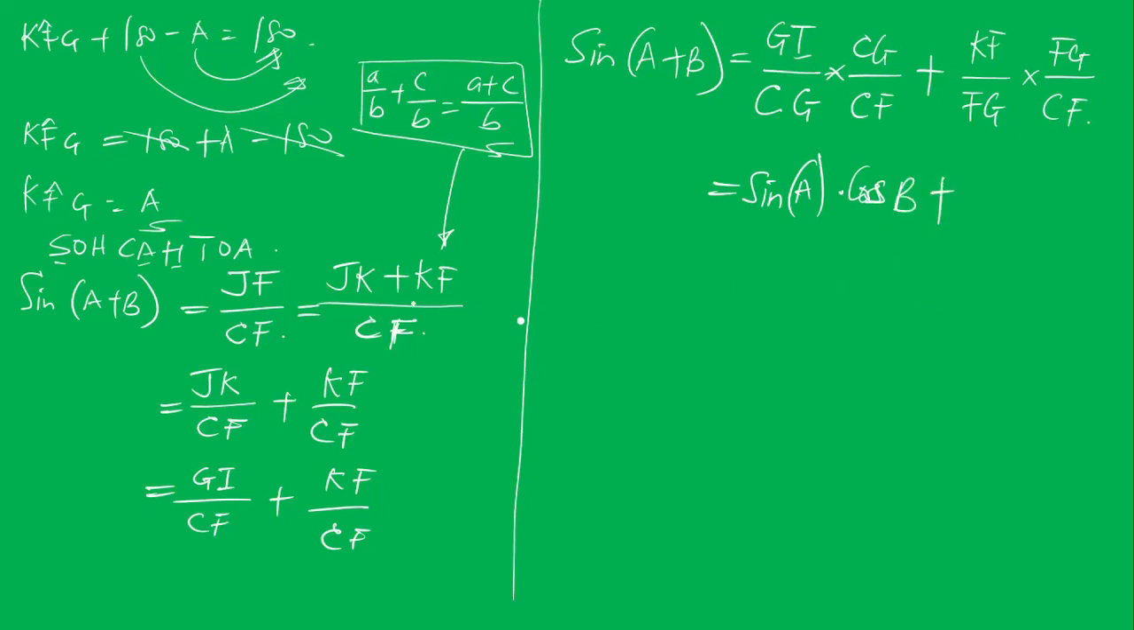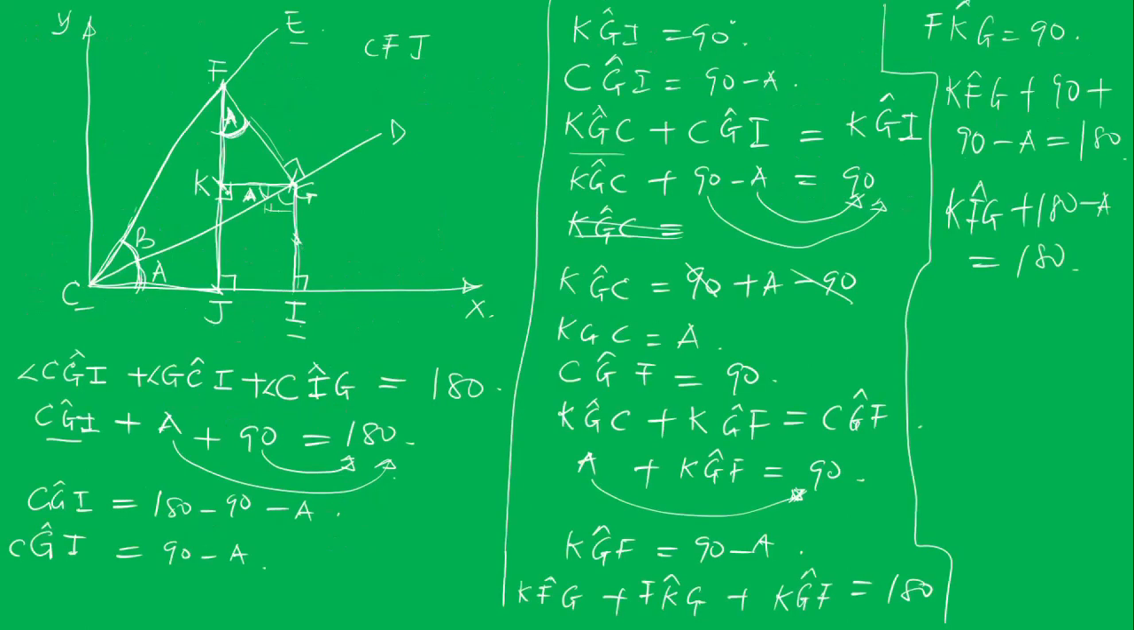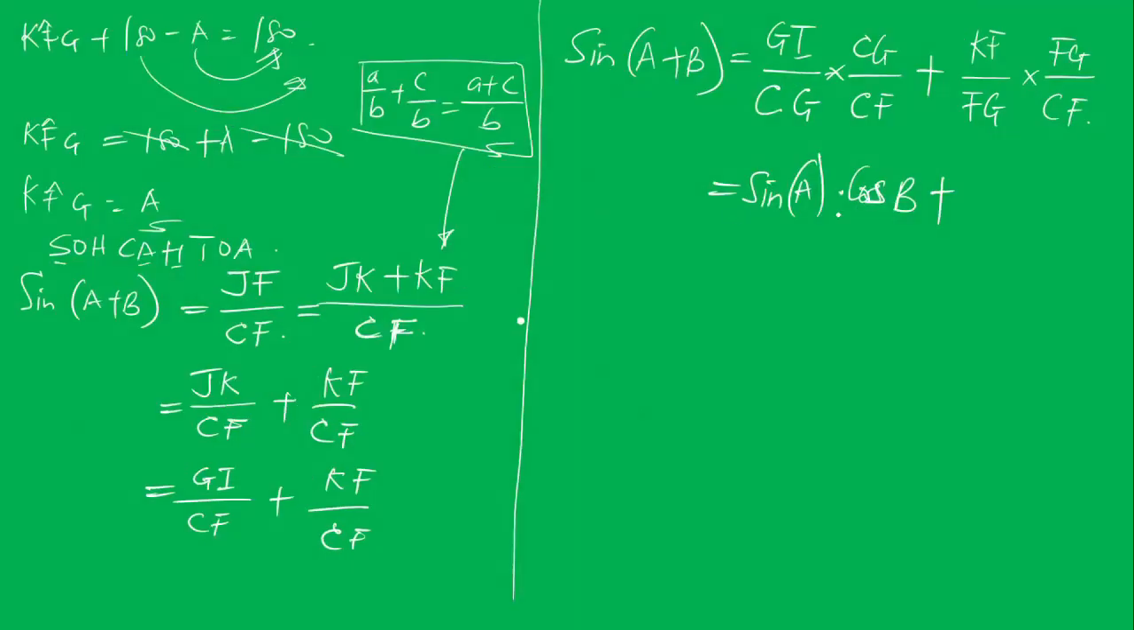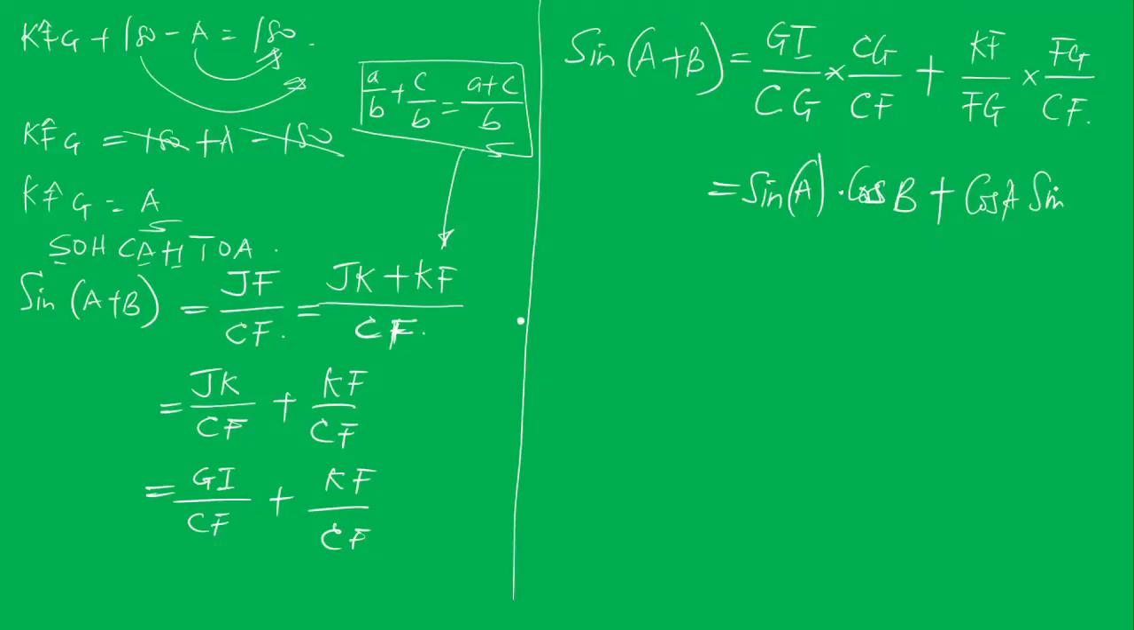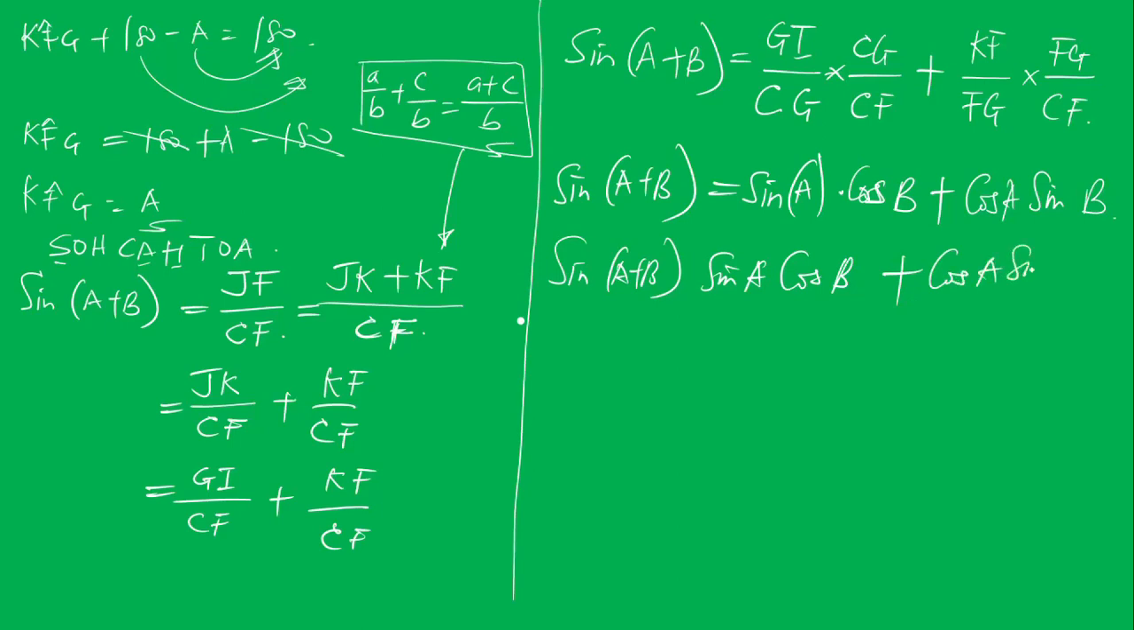So plus, is applicable here. Now you have KF all over CF. KF is adjacent to A, so that will be cos A. Let's look at the other one: FG all over CF. FG is opposite to angle B, all over CF, which is the hypotenuse, so it is sine B. So you see, we have gotten sine of A plus B equal to sine A times cos B plus cos A times sine B.